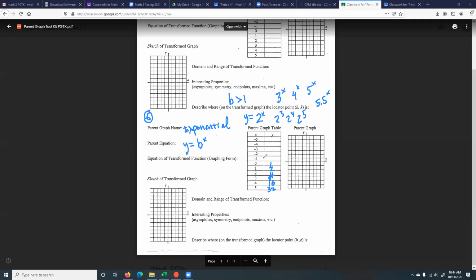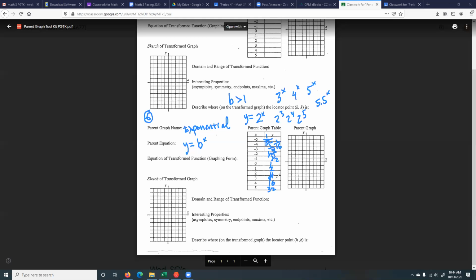Okay, 2 to the -1 power is 1/2. 2 to the -2 power is 1/4. 2 to the -3rd power is 1/8. Sorry, I almost said negative. It's not negative. These are all positive numbers. 1/8. 2 to the -4th power is 1/16. And 2 to the -5th is 1/32. They're all positive numbers, no negatives. Negative exponents are not negative powers.